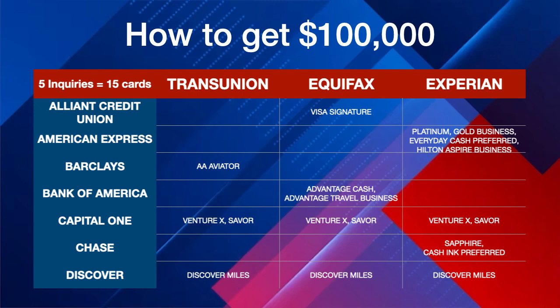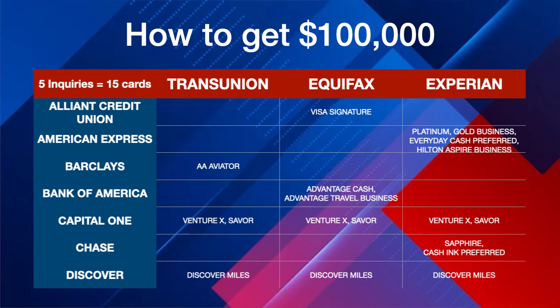Capital One will pull all three credit reports, so they'll put an inquiry on all three credit reporting agencies. With them, you can have up to three cards max. Some of their better cards are the Venture X and the Savor. There's a bunch of Ventures and a bunch of Savors, but you want to go with the Venture X and also the Savor. You want to save that application for last, because again, they're going to pull all three.